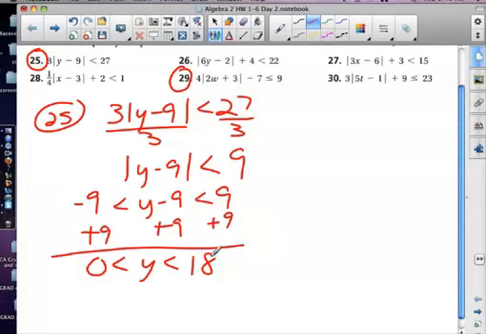And then, like I said, you're going to need to finish that up and do the number line graph for that. So you'll have open dots at 0 and 18, and you'll be shading everything in between. Number 29 is the next one that frequently is asked for.